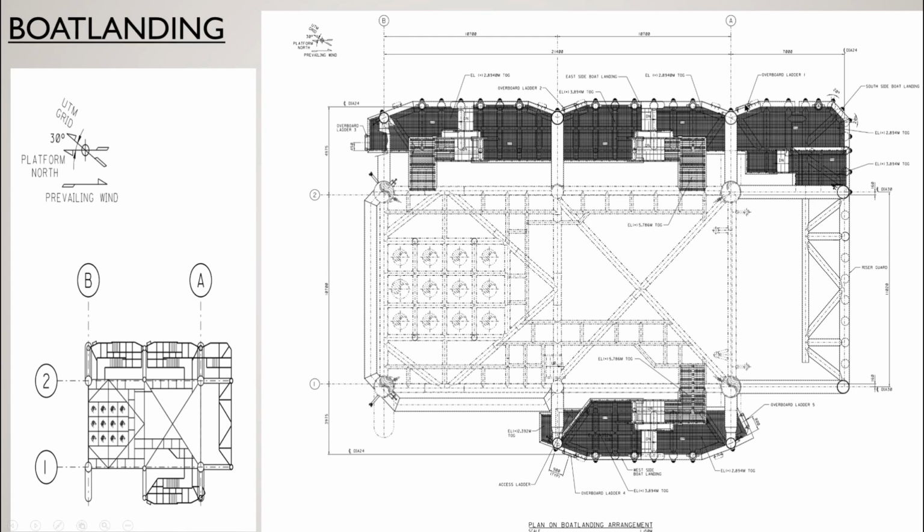You can see there are different ladders. Ladder 1 is here, ladder 2 is again over here, and ladder 3 is over here. Ladder 4 and 5 are over here. So this is the main and very famous term, boat landing, and on all offshore platforms it's a very common term and common arrangement. Many people don't understand the concept of the boat landing, why it is required, and in which direction we have to provide it with respect to the prevailing wind in case of emergency.